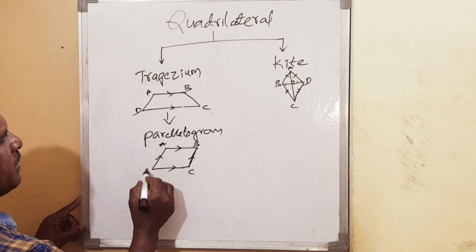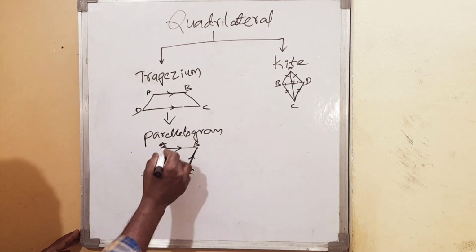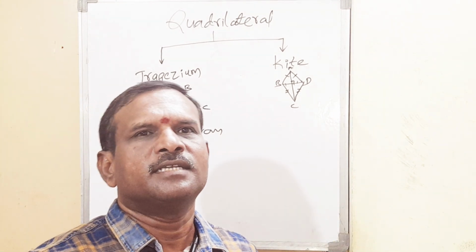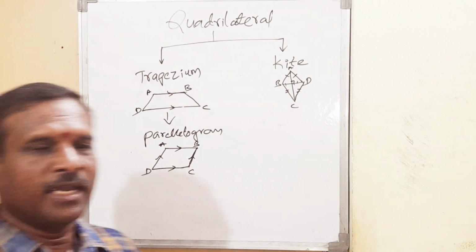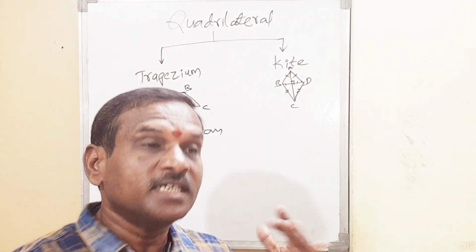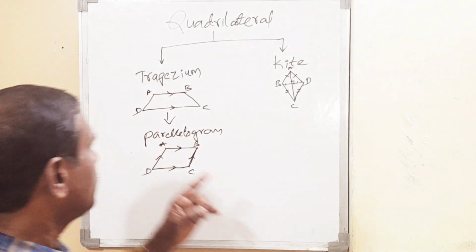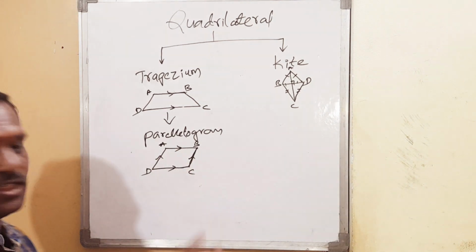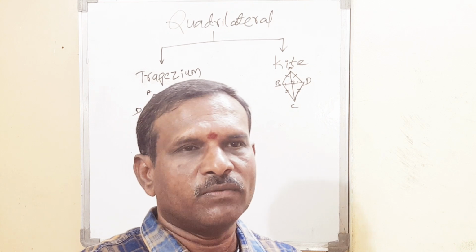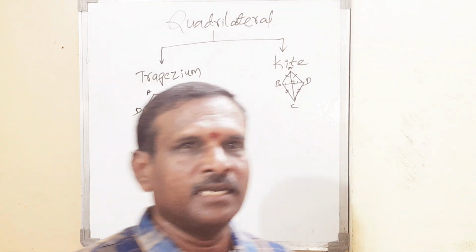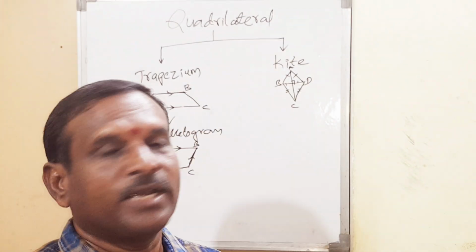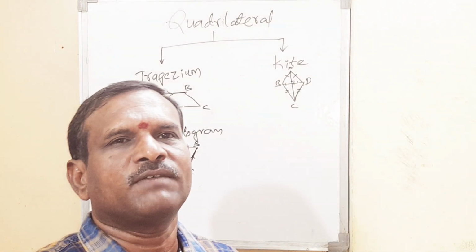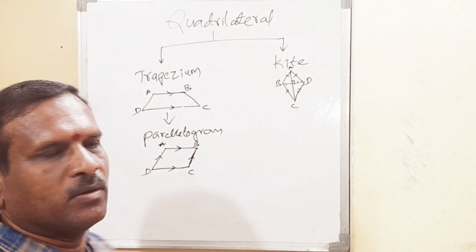If you name this ABCD, AB is parallel to CD and BC is parallel to AD. If both pairs of opposite sides are parallel, that is a parallelogram. Later, when we discuss the parallelogram properties, we come to know that opposite sides are equal and opposite angles are equal. All those properties we will learn in detail while discussing each of these quadrilaterals separately. So now this is a parallelogram. What is a parallelogram? If both pairs of opposite sides are parallel, that is a parallelogram.